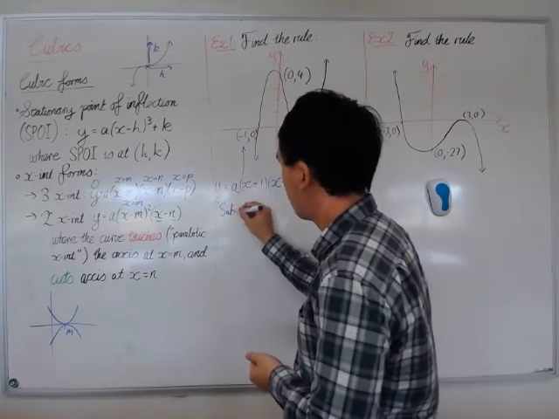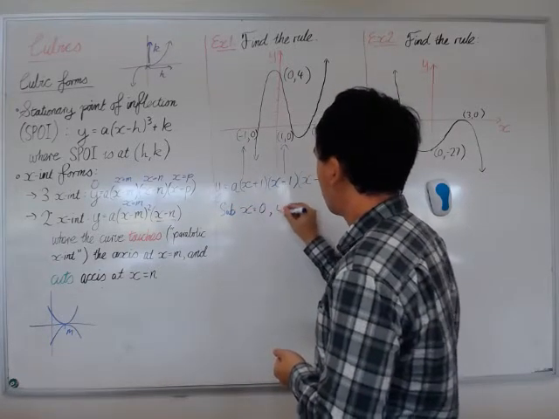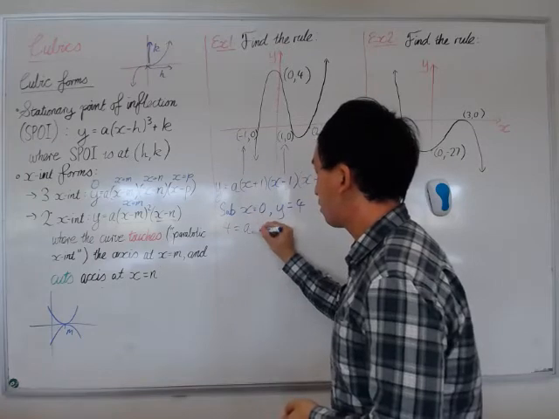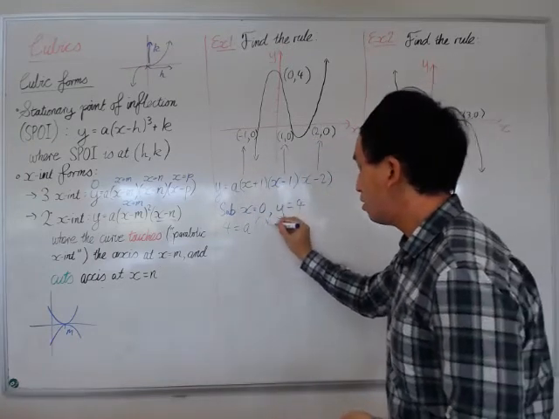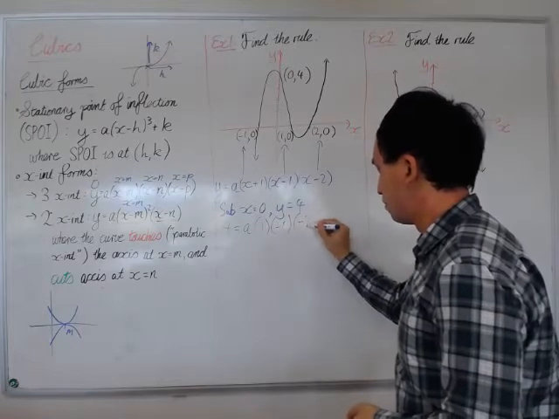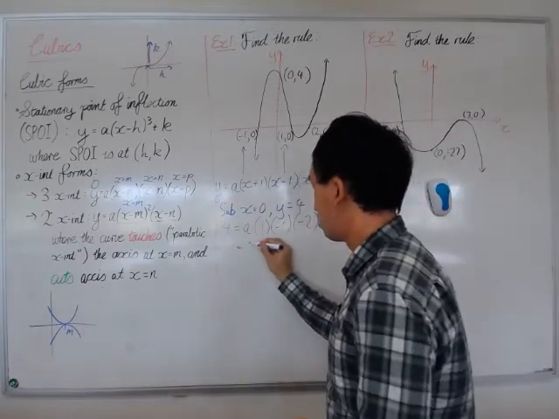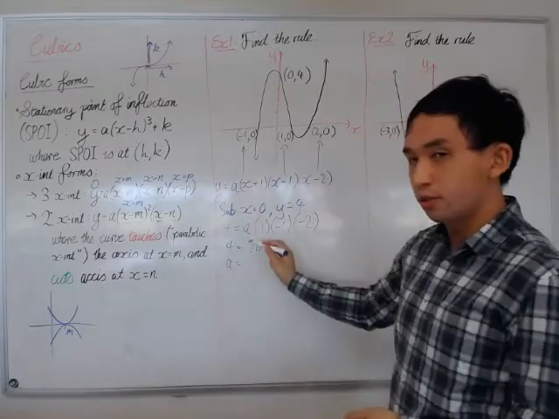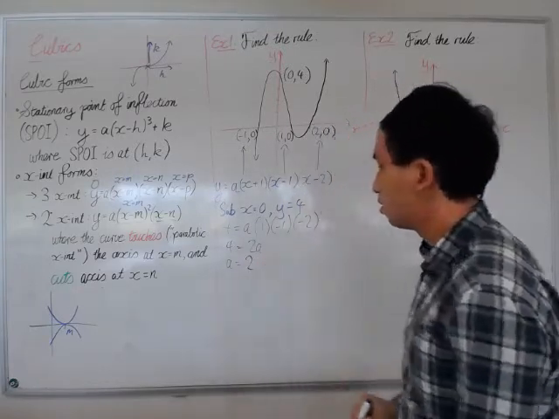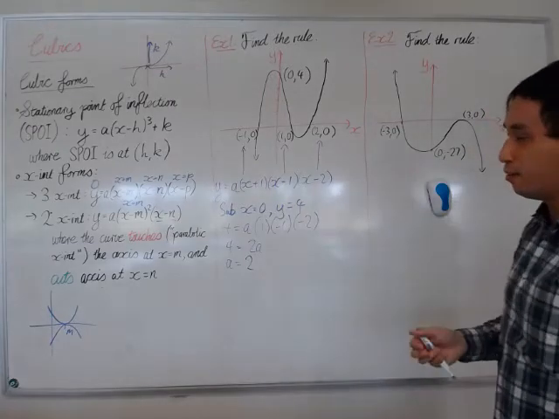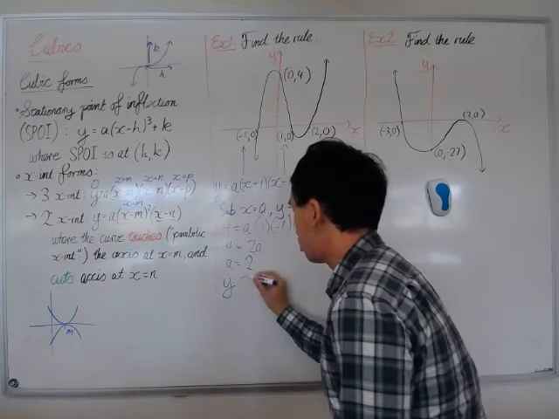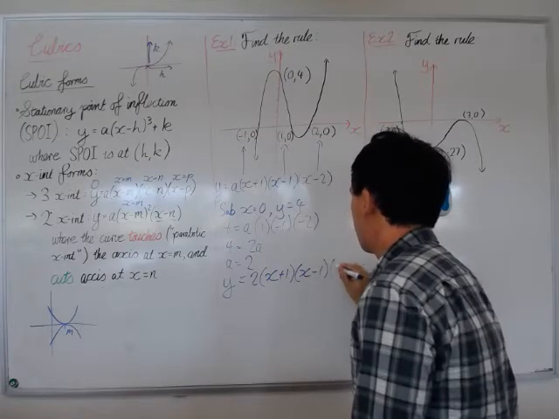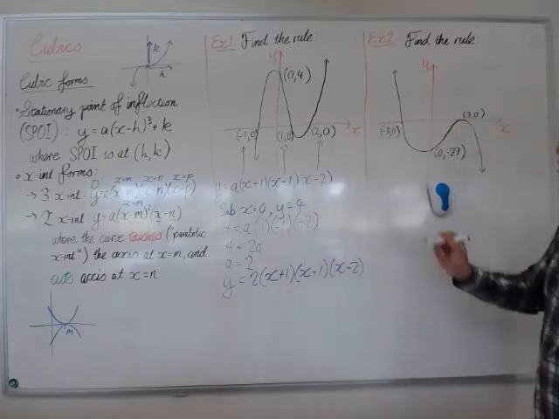So we're subbing x equal to 0, y equal to 4. When we do that, we get 4 equal to a times 1 times negative 1 times negative 2. So the right hand side becomes 2a. So 4 equal to 2a will give you a equal to 2. And so since we've found the dilation factor now, we put that back into our rule. But we know the value of a now. And that is it for this one.